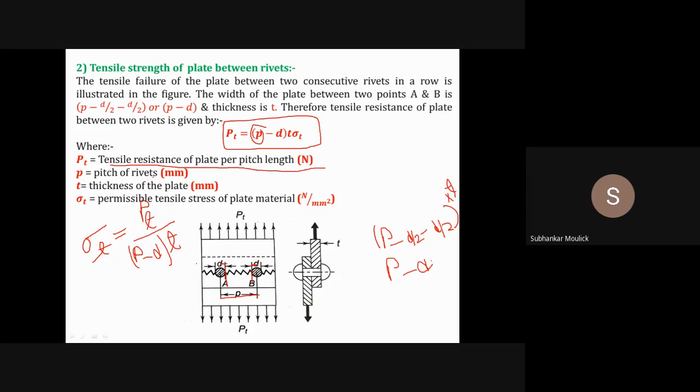Small p is the pitch of the rivets, and from the terminology I know that the pitch of the rivet is equal to 3 times the diameter of the rivet, 3d. And what is T? T is the thickness of the plate in mm. What is sigma T? Sigma T is your permissible tensile stress of the plate in Newton per millimeter square. So when a rivet is failing by tensile strength, then I will use this equation, that is Pt equal to (P minus D) into T into sigma T, to calculate the tensile strength which the plate has resisted. Is it clear? Any doubt so far?